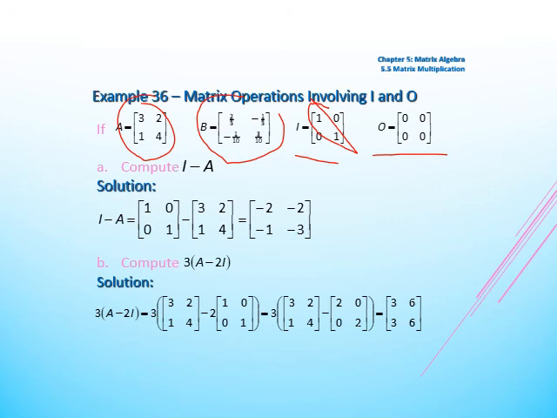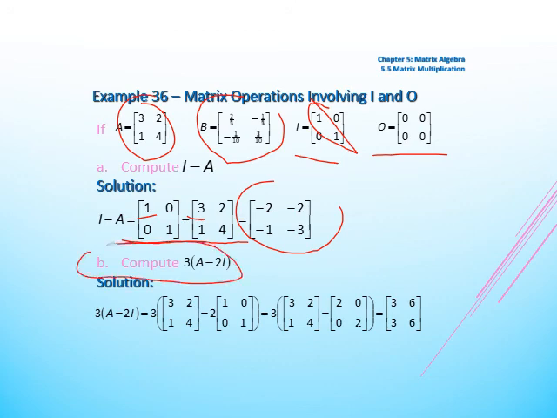First, we want to compute the identity matrix minus the matrix A. So we will get, in order, the identity matrix minus the A matrix is equal to these values. We subtract each value from the corresponding one in the other matrix.